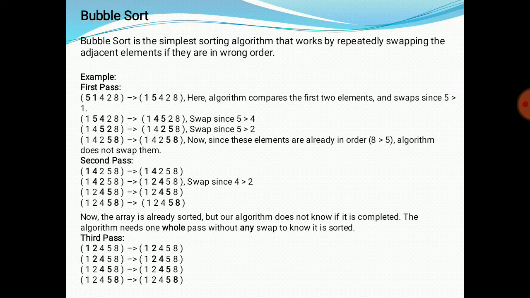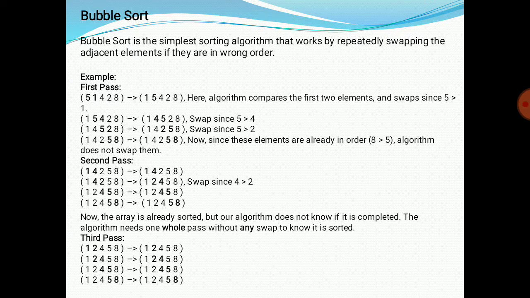Then it starts the second pass, and the second largest element is placed at the second last position within the array. So how does it differ from selection sort? After the completion of the first pass of selection sort, the smallest element is placed at the first position within the array. But after the completion of the first pass in bubble sort, the largest element is placed at the last location of the array. So this is the basic working difference between these two algorithms.